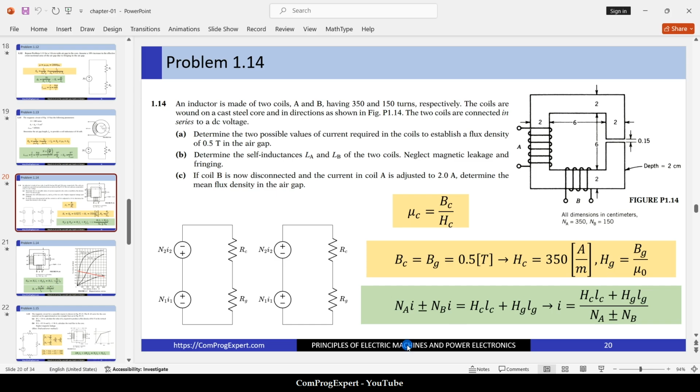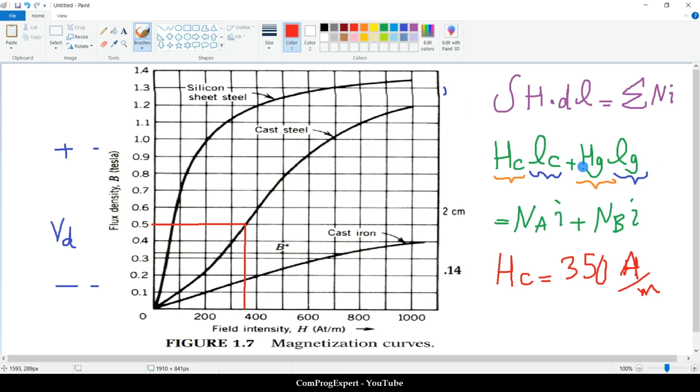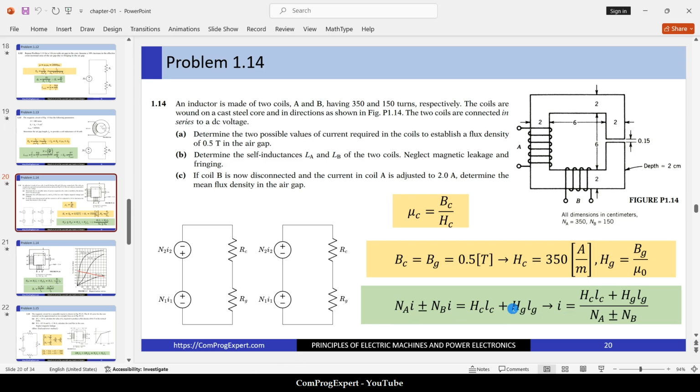And what is the value of H gap? The value of H gap is B core, or B gap, divided by mu 0. So we can calculate this variable also. We have NA, NB, and finally, using this equation, we can calculate the current, right? For coil A and coil B to build up 0.5 Tesla in the core.